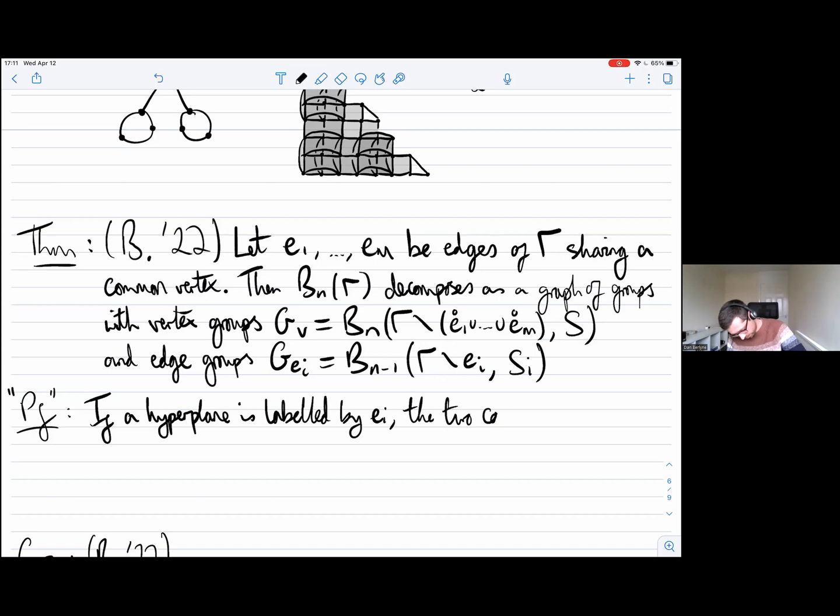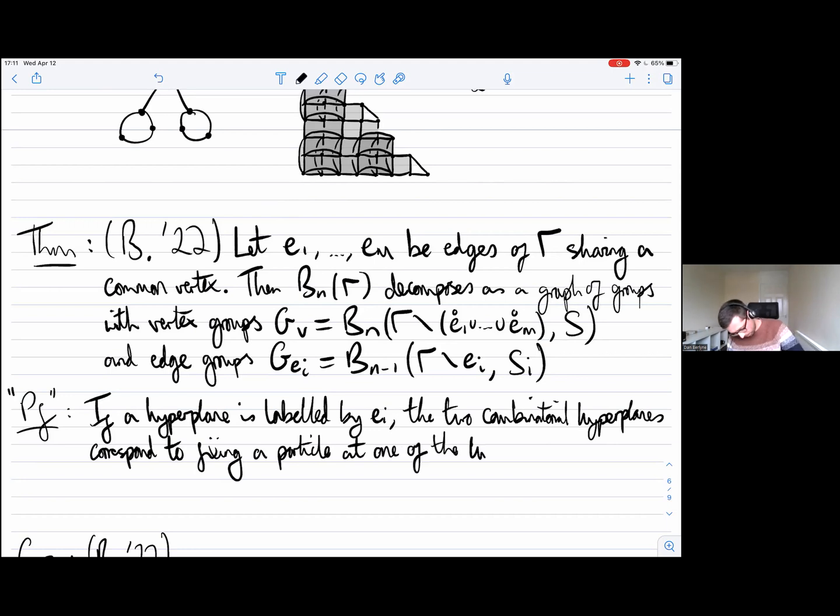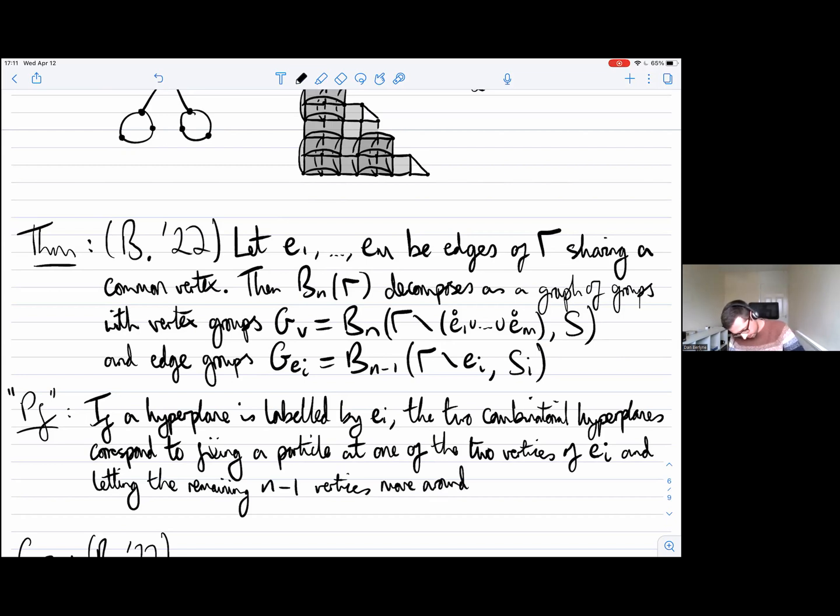If a hyperplane is labeled by E_i, the two combinatorial hyperplanes correspond to fixing one particle at one of the two vertices of E_i, and letting the remaining n-1 particles move around gamma minus E_i. Okay, so that's why we end up with the braid group on n-1 particles for the edge groups.